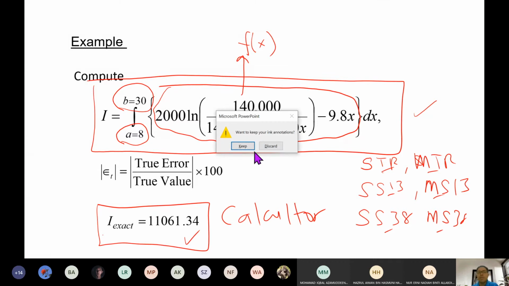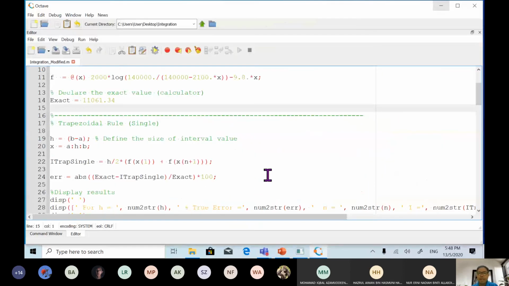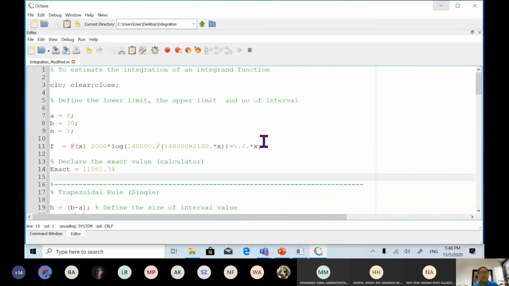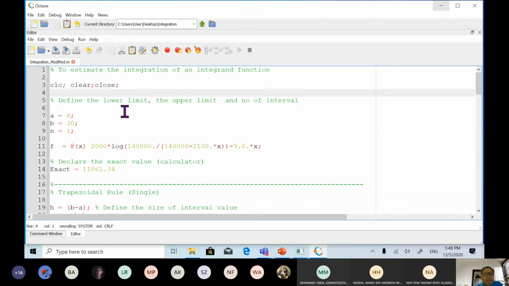So to start with the solution, I will use Octave. I will open my Octave, and this is the Octave code that I've written already for you. As usual, we will clear the screen with clc, clear the memory, and also close any figures.